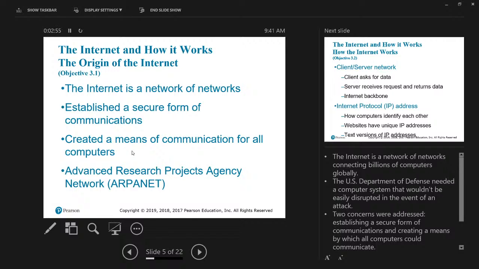Now don't get the internet and the web confused. The web is actually built on top of that. The web actually appeared in the early 90s, and we'll eventually get to that. But these things are layered into what are called OSI layers. The internet would be the lowest layer, what we call a TCP/IP network. The web is built on top of that.